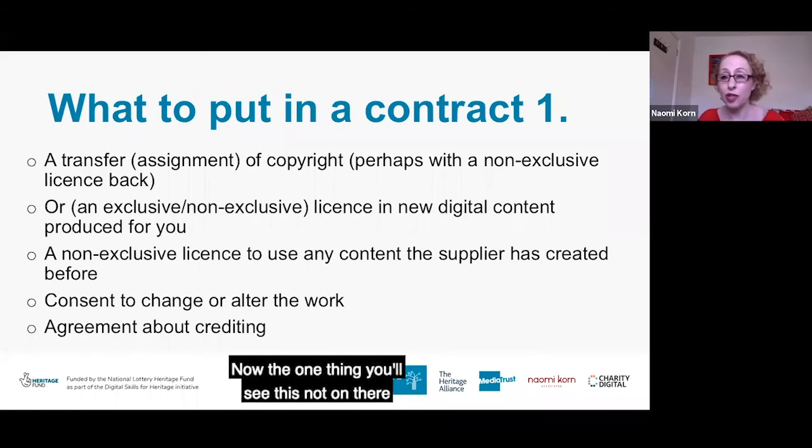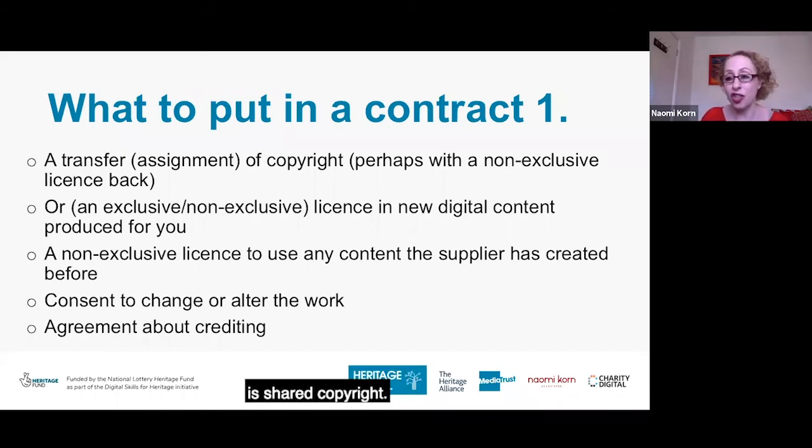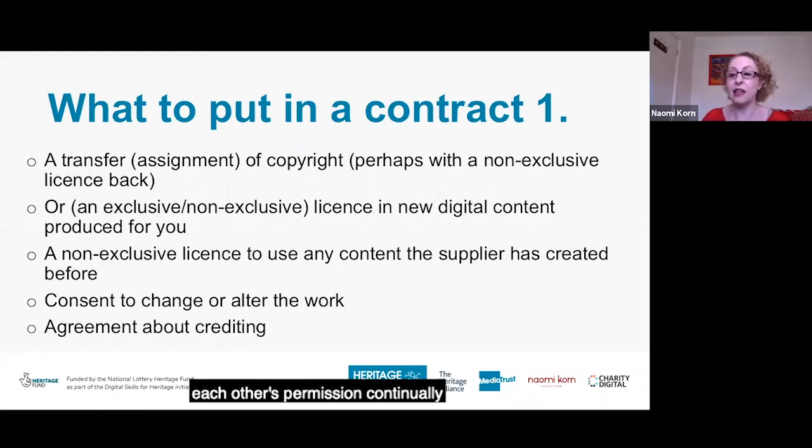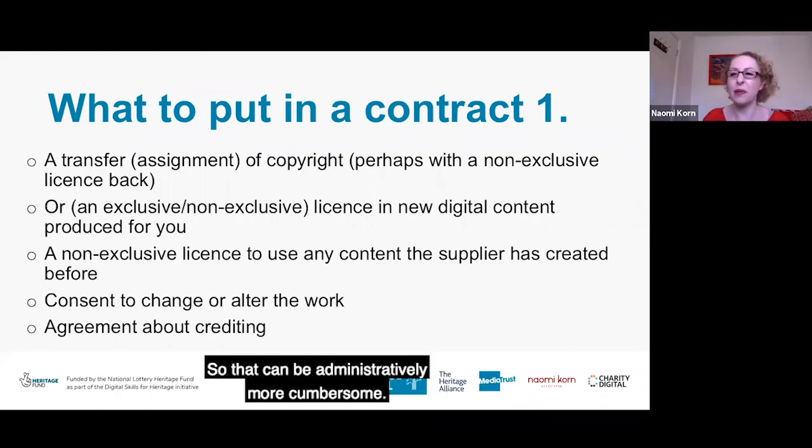Now, the one thing you'll see that's not on there is shared copyright. And I have to say that I always find that whilst that sounds very equitable and fair, shared copyright can be more complicated, because it means that actually you each have to ask each other's permission continually to be able to use each other's work. So that can be administratively more cumbersome. And actually, I would say that it should either be one party or another who should be owning the copyright.